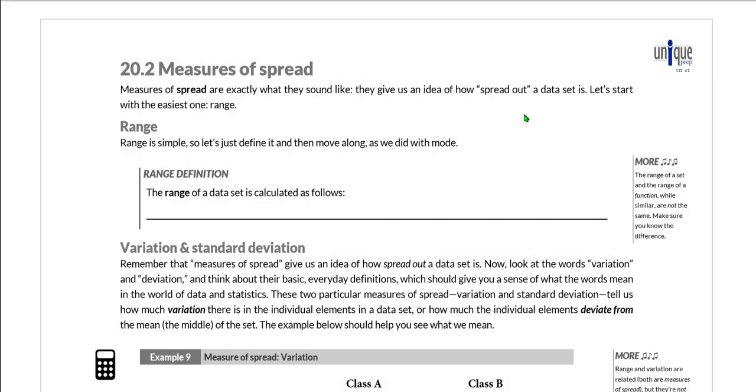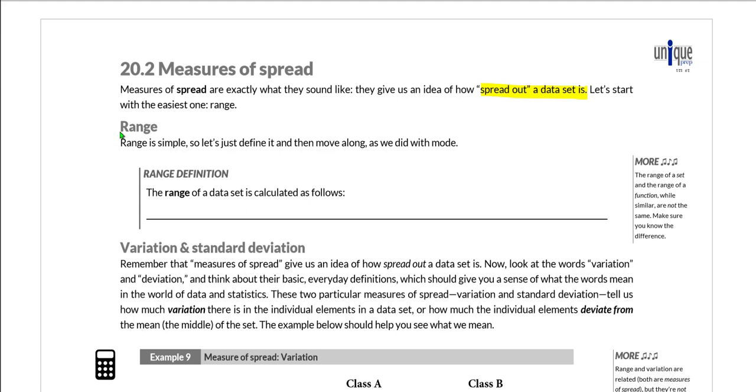Next, we need to talk about measures of spread. We just got done talking about measures of center, which again tell us a little bit about what's going on in the middle of a set or what's typical in a set. With measures of spread, they're pretty much exactly what they sound like. They tell us how spread out a data set is. We'll see what we mean by that right now.